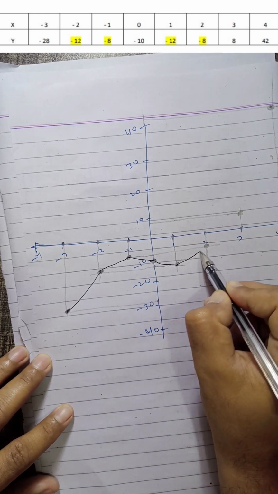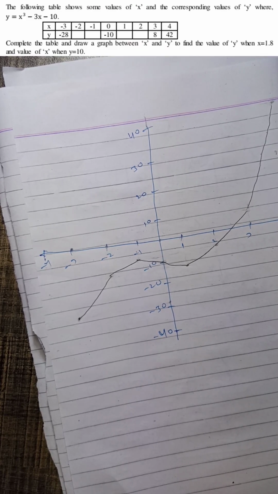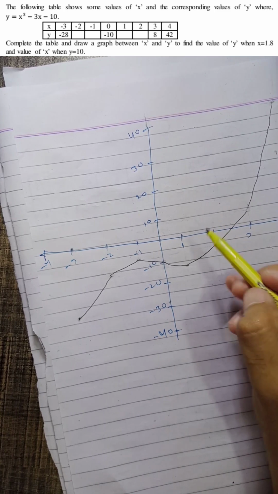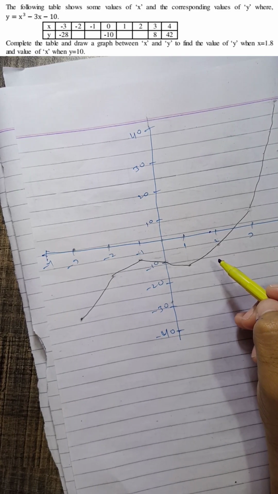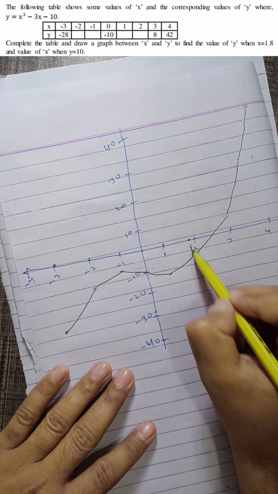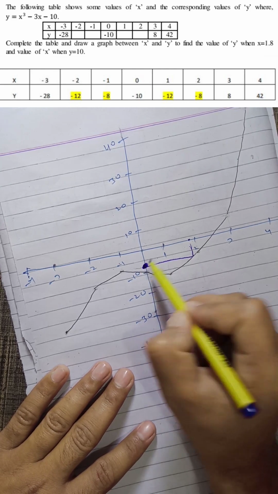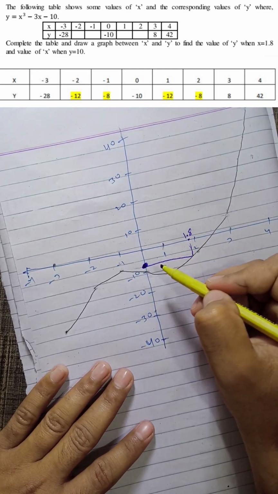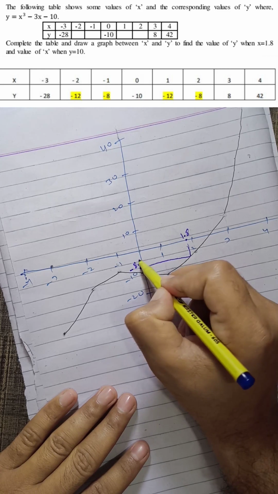From here. Now by using this graph, we have to find the value of y when x is 1.8 and the value of x when y is 10. Now when x is 1.8, somewhere here at this point, what will be the value of y at this point? If we join it here, this is some point. Now if x is 1.8, y is less than minus 10, so this becomes approximately minus 8.25.